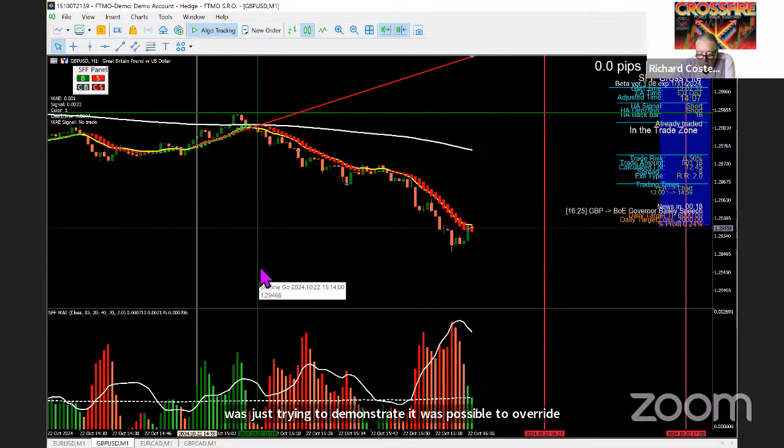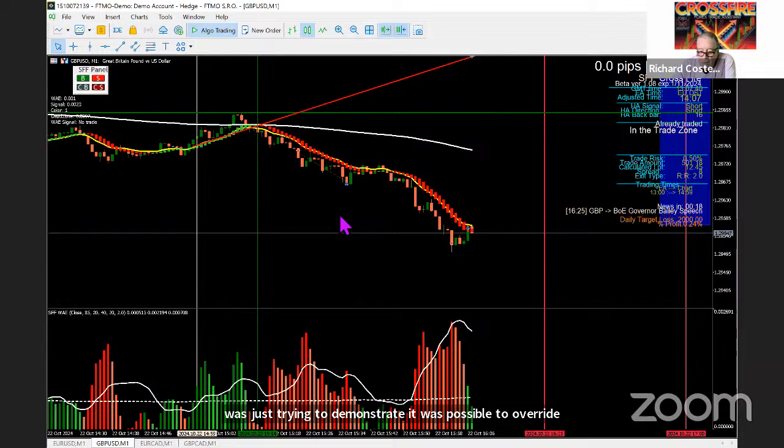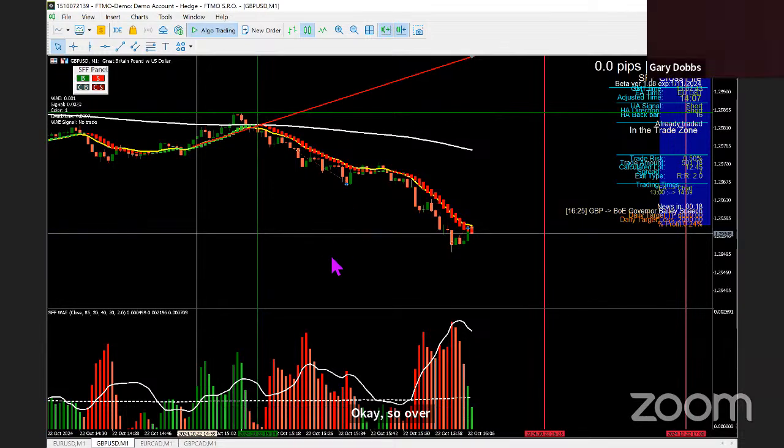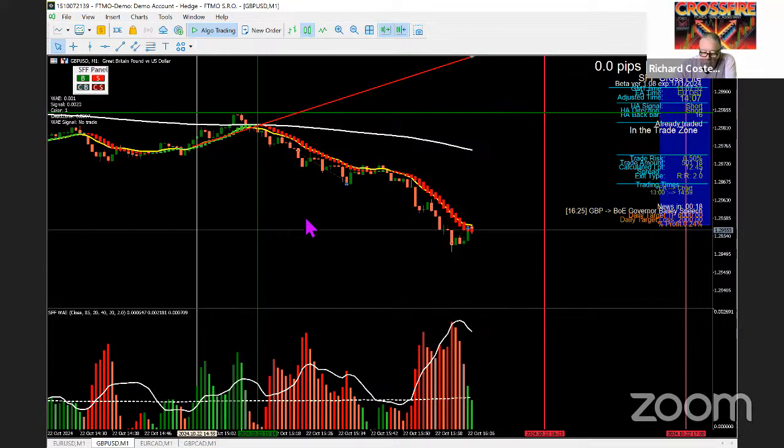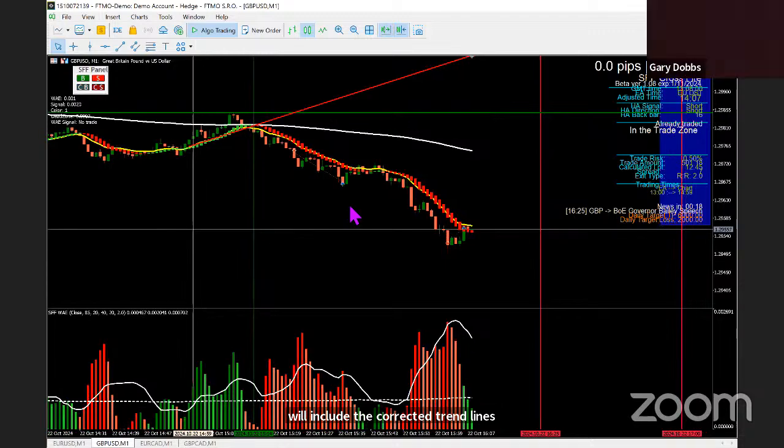Okay, so I'm over time. Does anyone have any questions? You're going to put the new version of the Crossfire and TA, Richard, or is it in there already? The new version will include the corrected trend lines. Right. Okay.